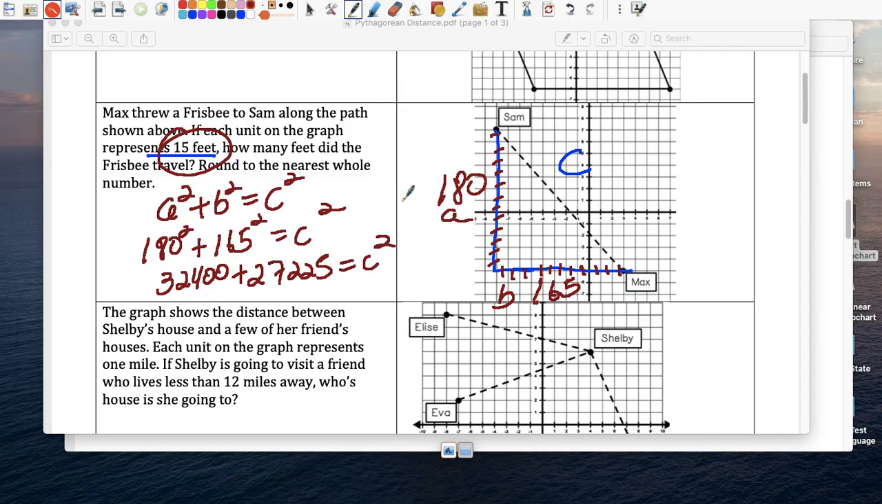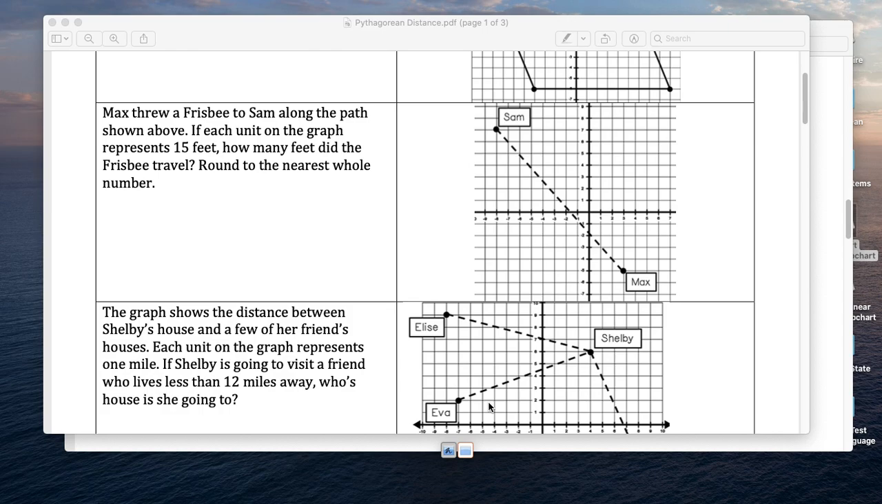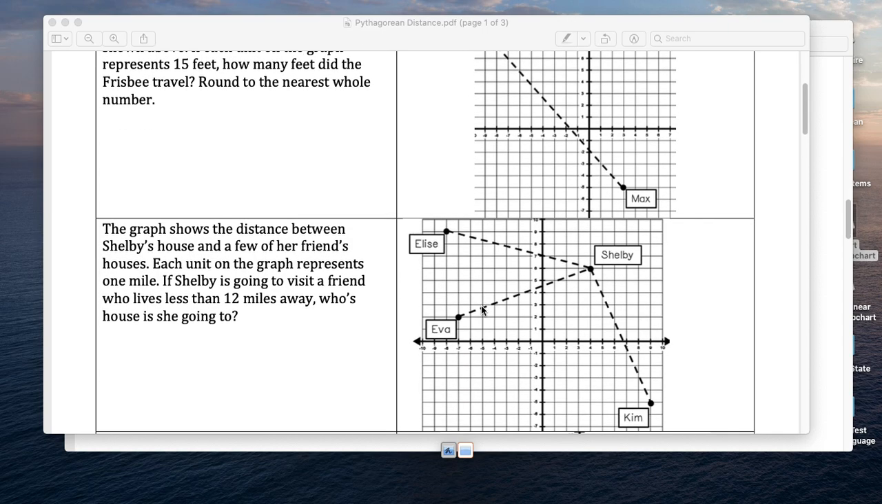So now we add both of them, and you get 59,625 equals C squared. Take the square root of both sides, and you get that C equals, let's take the square root of that. So this C is 244.18. Okay. So the extra layer here is just the fact that each unit measure is worth something different than the other.